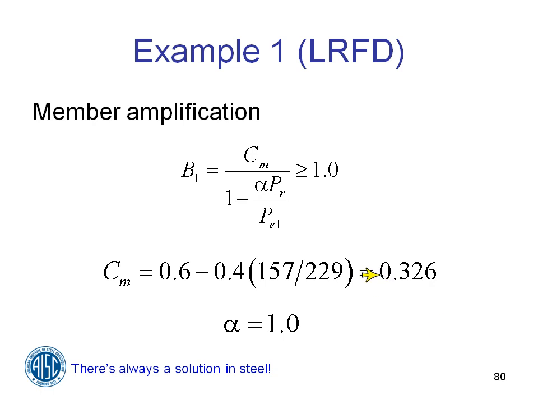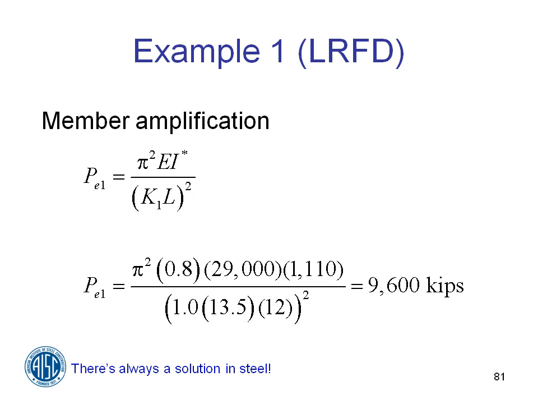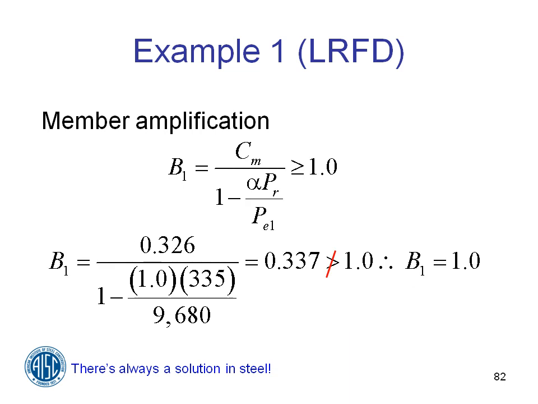it's small. And when we get to PE1, lo and behold, we get the same value that we had in the ASD solution, because the strength, the buckling strength of the column is the same. It's independent of ASD and LRFD. And again, the B1 turns out to be 1.